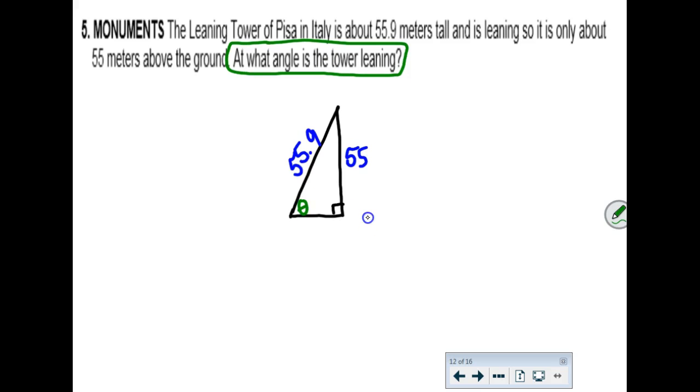So I need to decide which trig function I should be utilizing. Clearly this is the hypotenuse. And then if this is the angle we're interested in, this is the opposite leg. So which trig function utilizes opposite and hypotenuse? The sine ratio. So you have the sine of mystery angle equals opposite over hypotenuse.